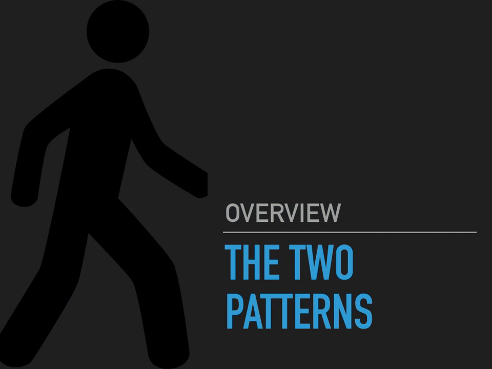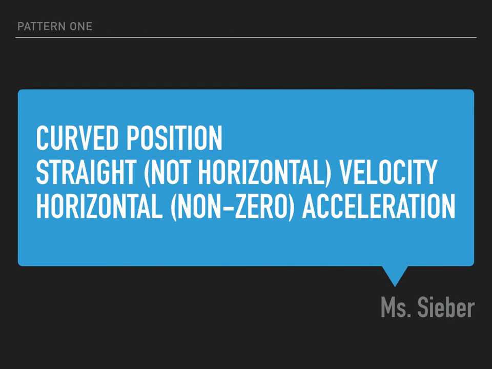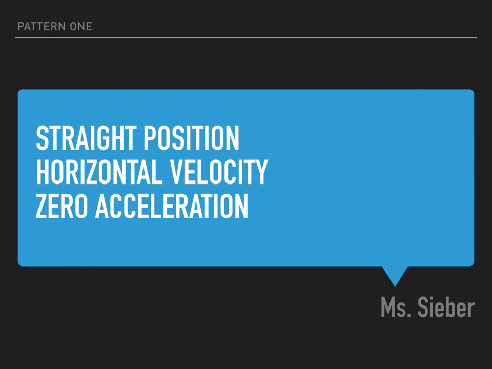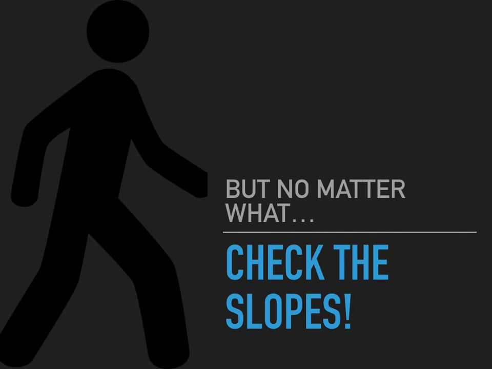So as an overview, there are two main patterns. A curved position graph leads to a straight but not horizontal velocity graph, which leads to a horizontal but not zero acceleration graph. A straight position graph leads to a horizontal velocity graph and a zero acceleration graph. But no matter what you do, when you're solving a problem and making sketches, you must check the slopes.